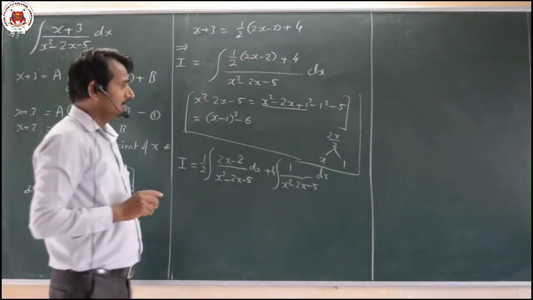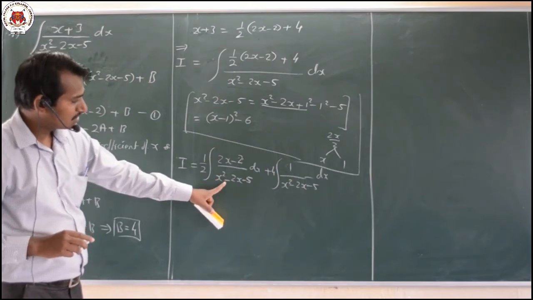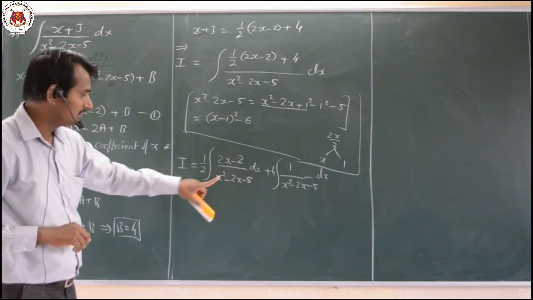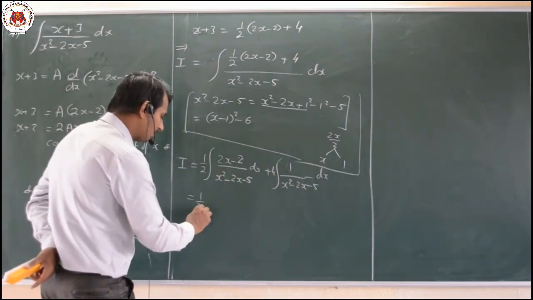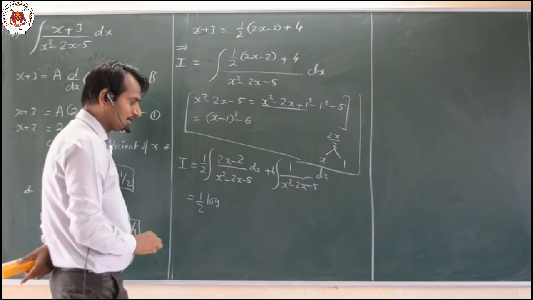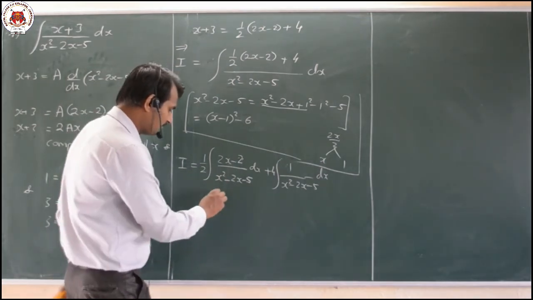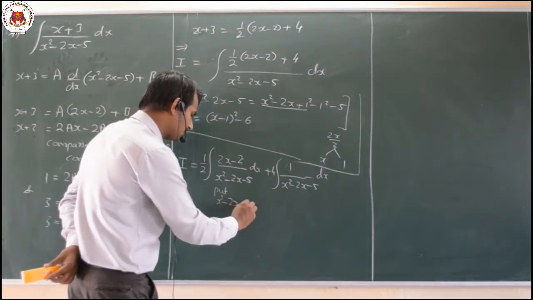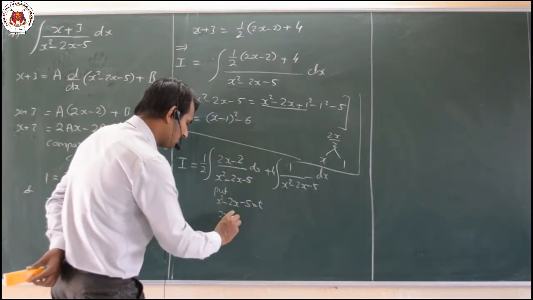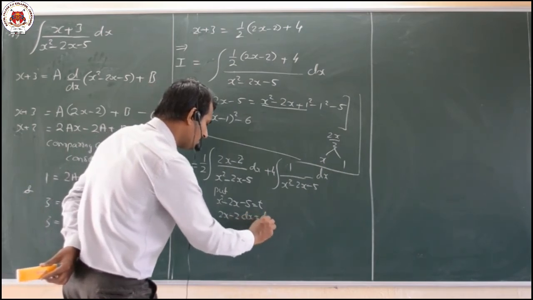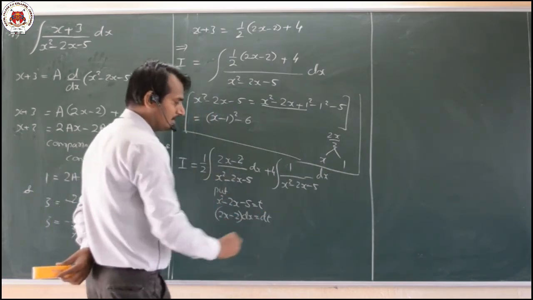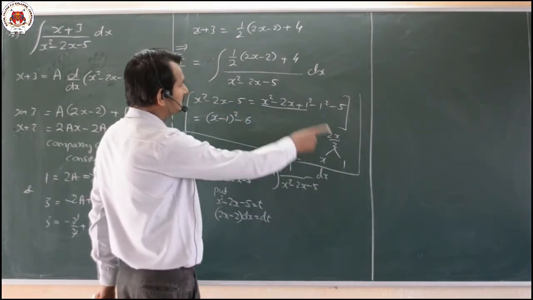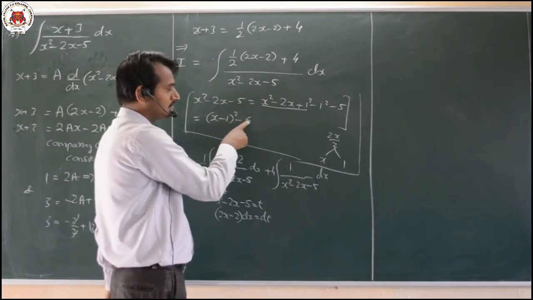Now here we can observe that the differentiation of the denominator, x square differentiation is 2x, minus 2x differentiation is 2. That means here it is nothing but 1 by 2 log of. So if I substitute in this part 1, put x square minus 2x minus 5 equal to t. That implies 2x minus 2 dx equal to dt. This value I will substitute here, and here, instead of x square minus 2x minus 5, I will substitute x minus 1 whole square minus 6.